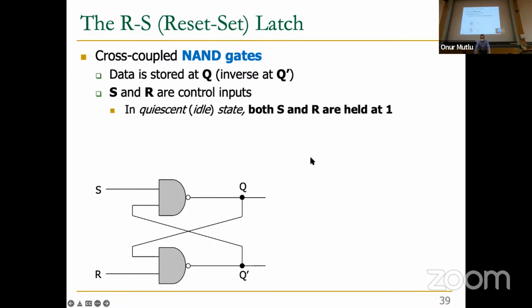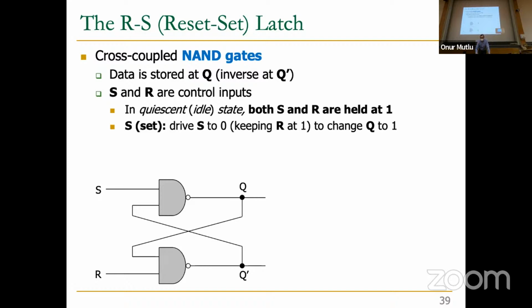So, in the idle state, both S and R are held at 1. If S and R are both held at 1, then the output of each NAND gate depends on the other inputs, right? If S and R are 1, they don't matter basically, because it's a NAND gate. So if Q is, for example, 1, you'll get 0 at the end, and this 0 feeds back, and this becomes a 1 again. So basically, Q is stored as 1 in that case.